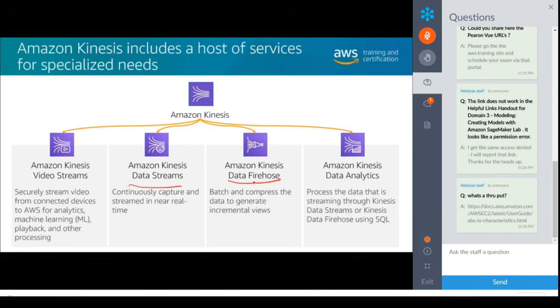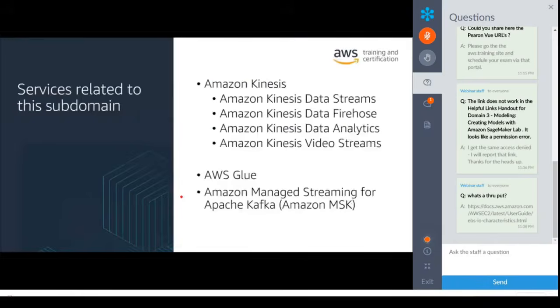So video is kind of extravagant. It's good to know that it exists. And data analytics, you should be familiar with this idea that you can run standard SQL statements against your streams. So if you have data sitting in a data stream coming in, you can query it directly. You don't have to wait for it to land in S3 and then use Athena.